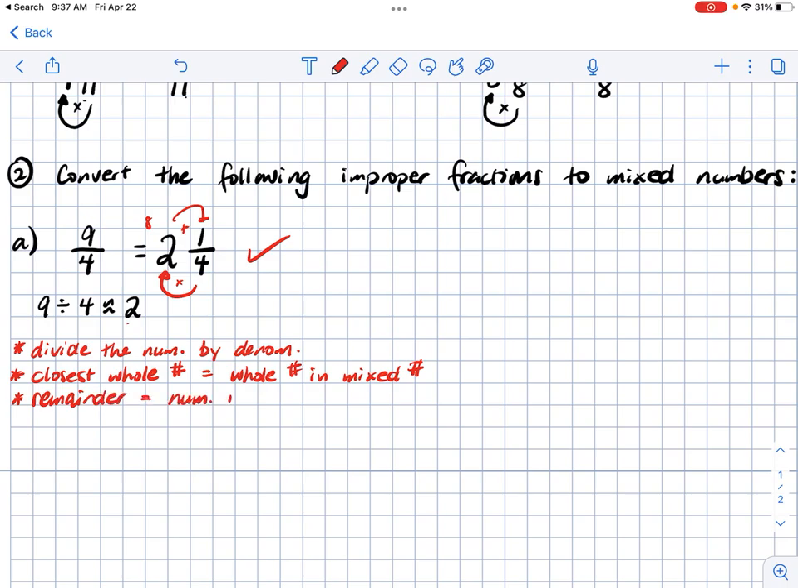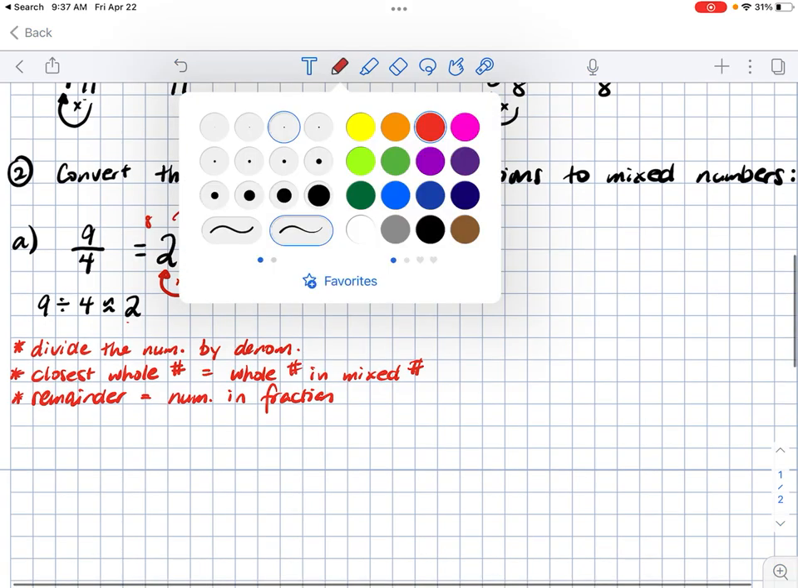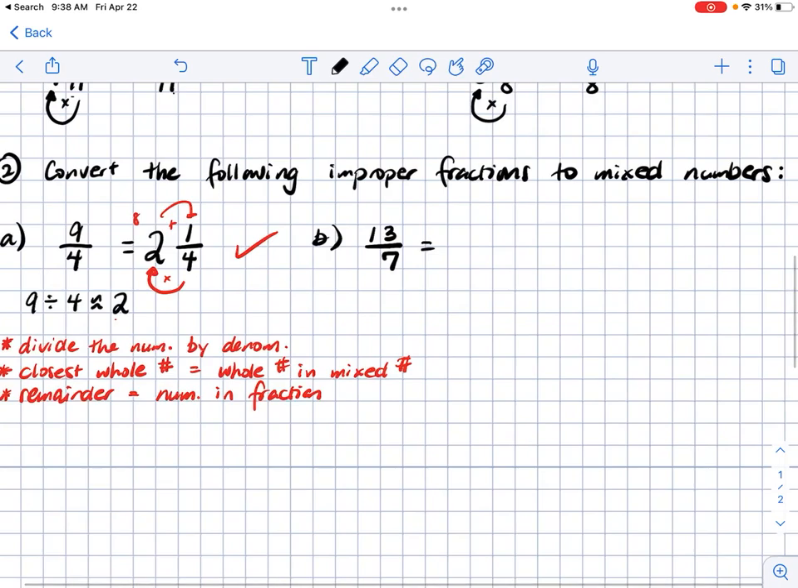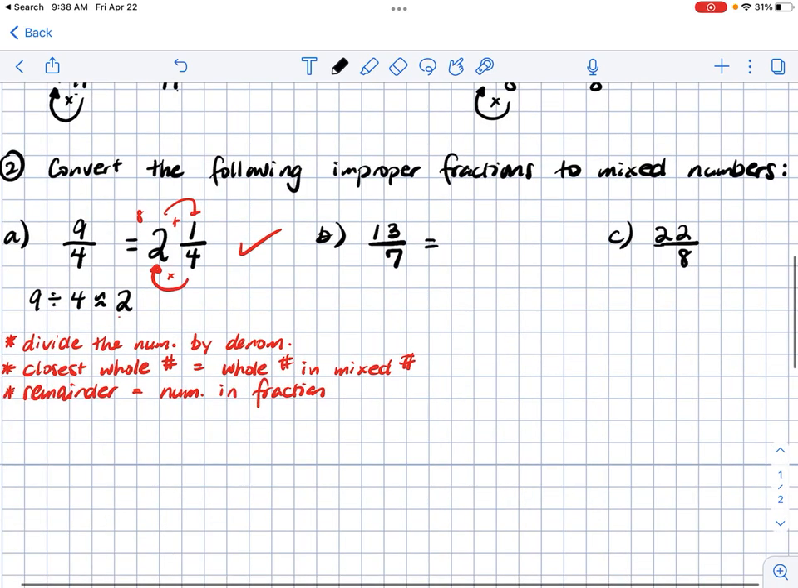Hopefully that makes sense. Okay, so now I'm going to give you 2 more examples to work through on your own before you check the answers. So let's do B. How about try 13 over 7? Again, think about the equivalent mixed number. And then finally, let's do one more. Okay, let's do 22 over 8.